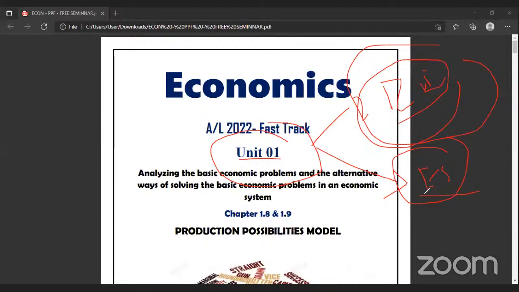So that is the second part of the economics, the first unit. And the third part is only the production possibility model, or production possibilities curve, or production possibilities boundary, or production possibilities frontier. There are multiple terms, but in the exam paper, mostly they use the term production possibilities frontier, right? So major 3 slots are there in unit 1.